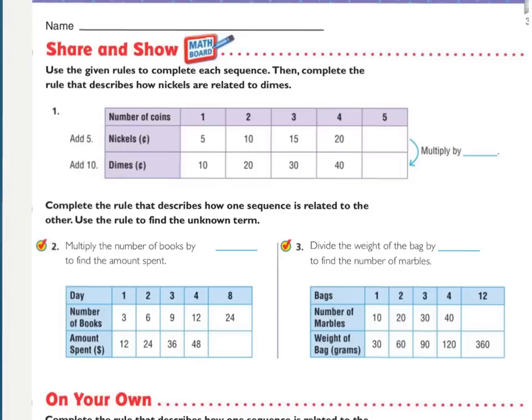Looking at the next sheet, the directions for number one state, use the given rules to complete each sequence, then complete the rule that describes how nickels are related to dimes. Okay, so they want you to fill these in and find the rule. Now, numbers 2 and 3, they want you to complete the rule that describes how one sequence is related to the other. So they want you to finish the rule and then use the rule to find the missing number. Press pause as you work through these three problems.